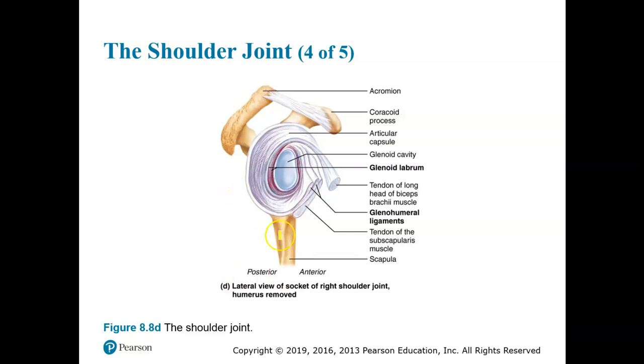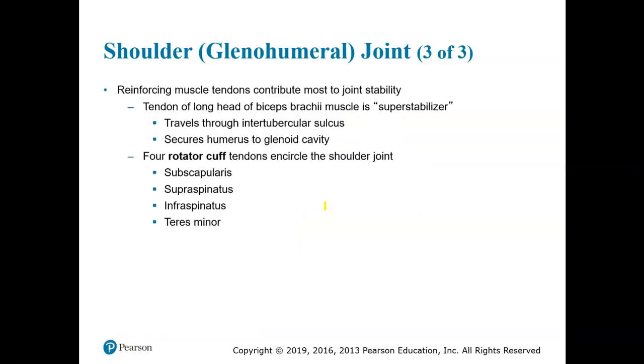The glenoid labrum and the glenohumeral ligaments, you don't have to know them by name, but they help provide more stability at the shoulder joint. And then you definitely need to know the names of, and you'll need to know this for the next chapter as well, the rotator cuff muscles. You have to know them for chapter 9. There are tendons that connect all four rotator cuff muscles at the shoulder joint to the bones of the shoulder.